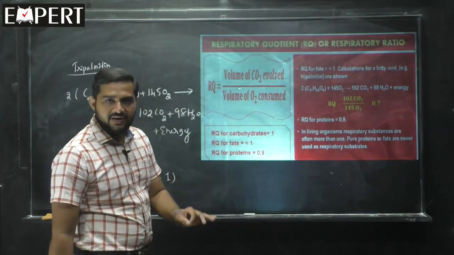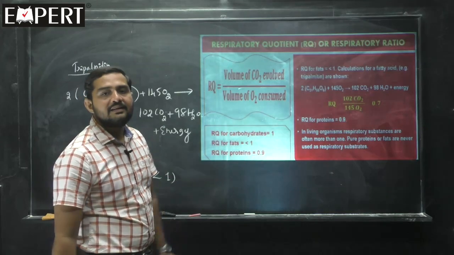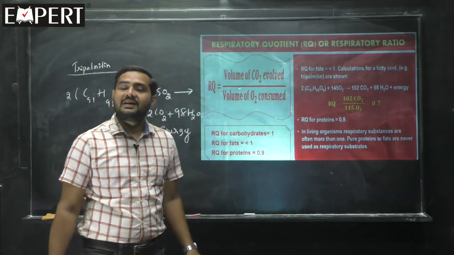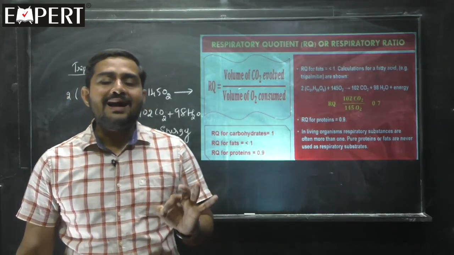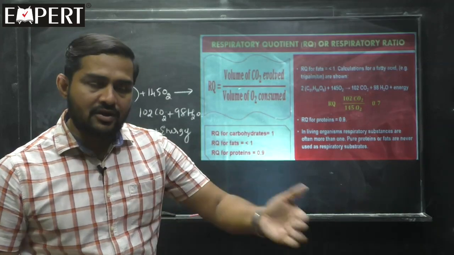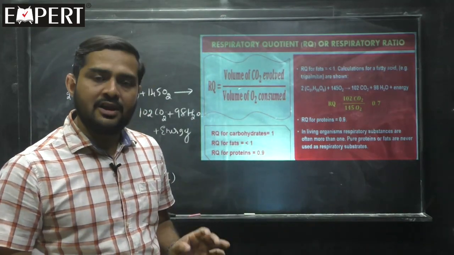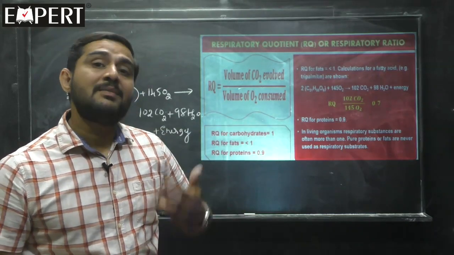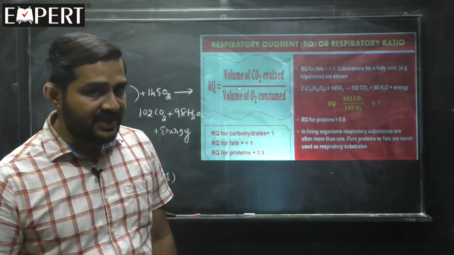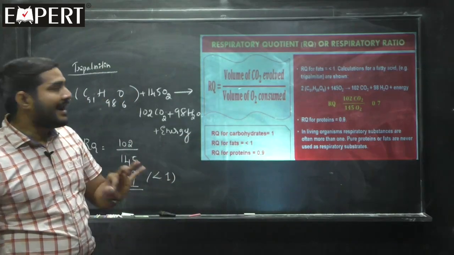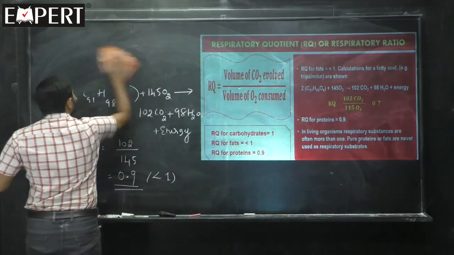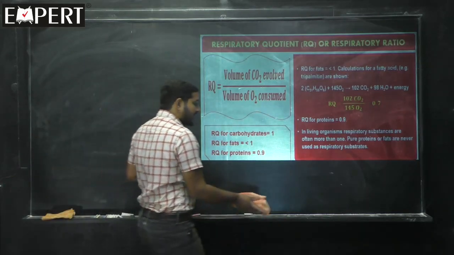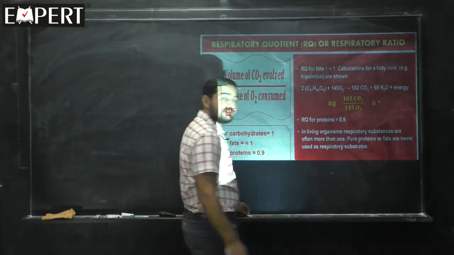The last word: in living organisms, respiratory substrates are often more than one. It can be carbohydrate, fats, or even proteins. Pure proteins and fats are never used as respiratory substrate. Means pure fat is not used. Then what is used? Glycerol and fatty acids can be used. Pure proteins are not used, but amino acids becoming keto acids can be used as respiratory substrate. All those lines have to be underlined and remembered. This is regarding tripalmitin, which can be used as respiratory substrate and gives an RQ value of 0.7.